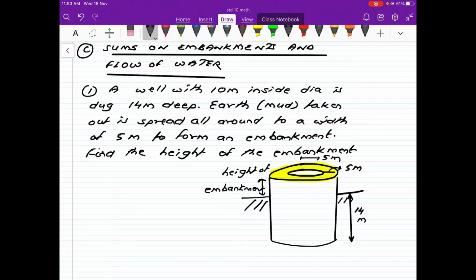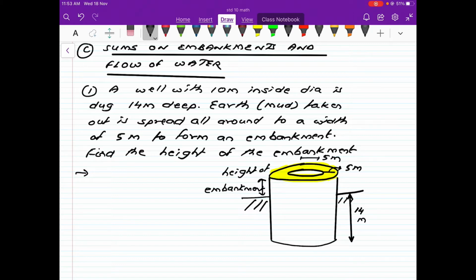So how to do such sums? We have to equate the volume, right? When you are digging, it is a cylinder, and when you are making an embankment, it is also a cylinder. So we have to equate this volume with that volume. So we will get the height of the embankment.